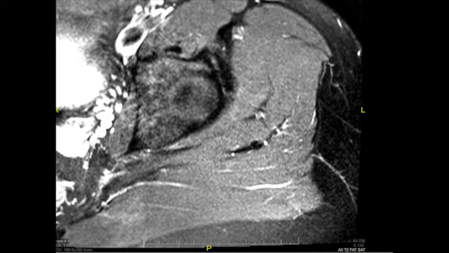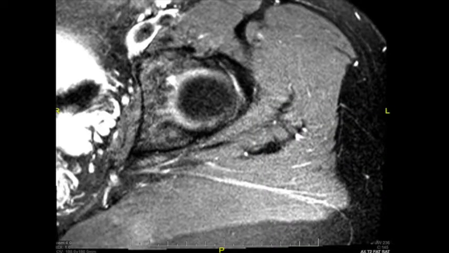This is an axial image proximally, where you see the medius as well as the minimus. Following this distally, again you see the medius as well as minimus.